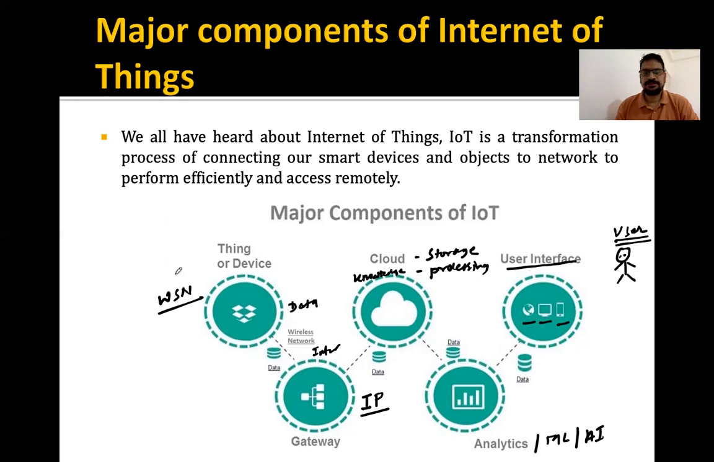So you see, all these are the five basic components of IoT. Without any of these components, we will not assume it to be IoT. So IoT should have all those components. Okay.